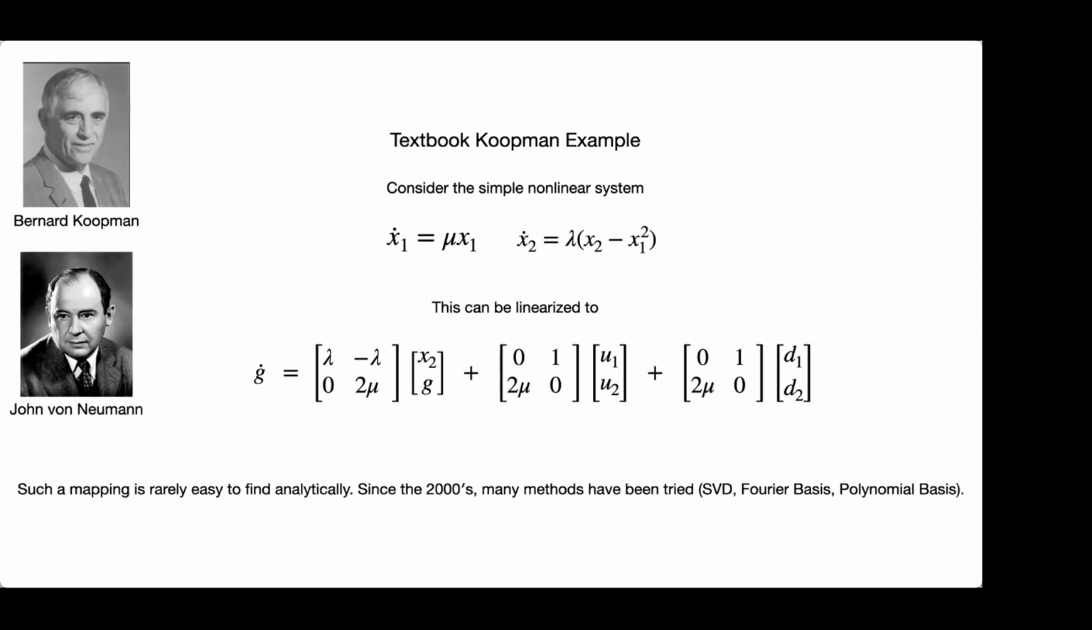this type of mapping is rarely easy to find analytically. So this was nice in the 1930s as a thought experiment, but in practice, how are you going to be able to do that lifting? There are many different examples that have been tried: singular value decomposition, Fourier bases, polynomial bases, etc., with some success depending on the application.